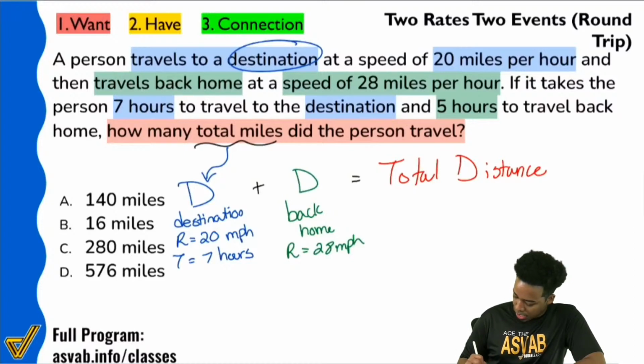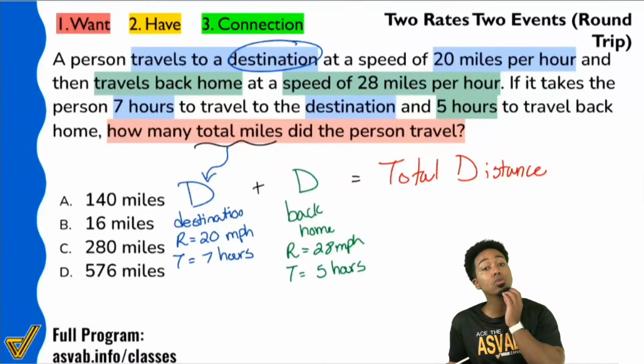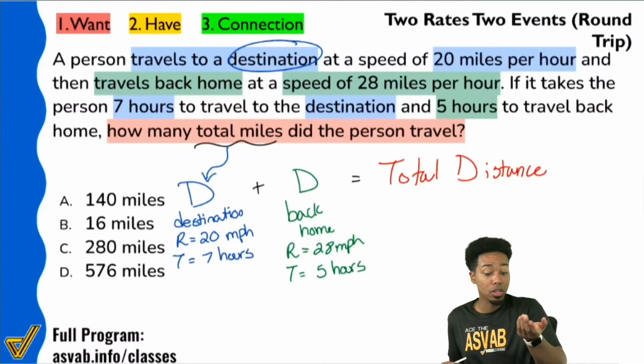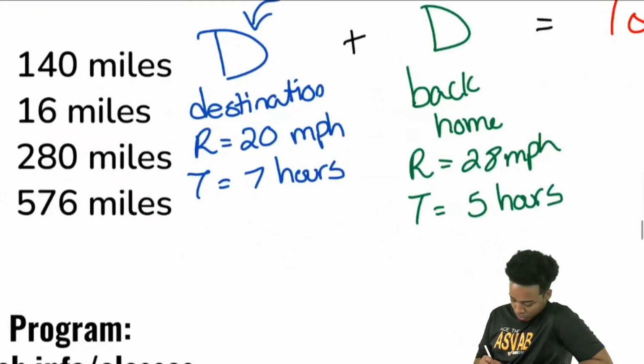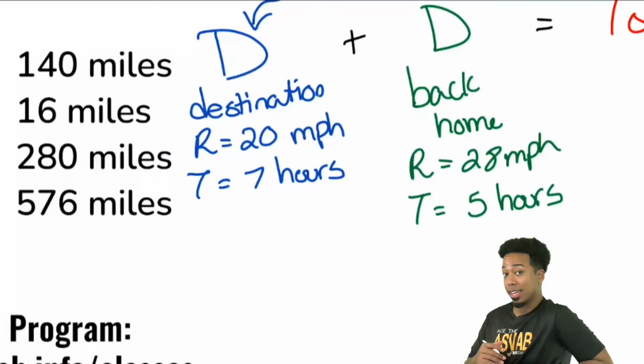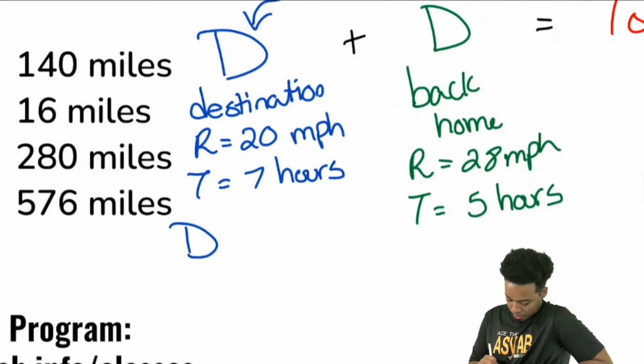Cool. It's just really, the most annoying thing about this is just organizing the information in the right spot. But once you organize the information in the right places, look at how beautiful this can be. Because now we know what the plan is. Find the distance there, find the distance back home, add them up, and you're done. Here we go. Distance equals rate times time.